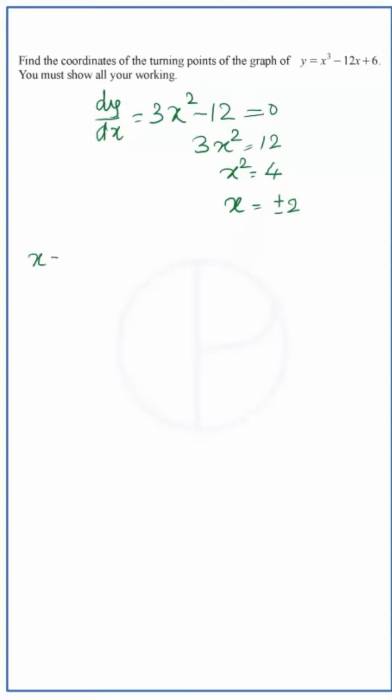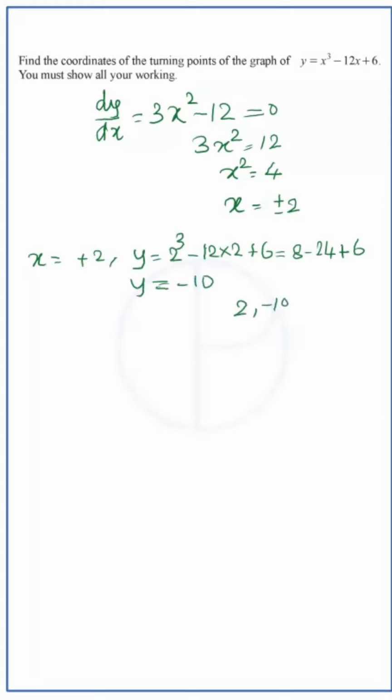So when x is equal to positive 2, y is equal to 2 cube minus 12 times 2 plus 6, which is equal to 8 minus 24 plus 6, which is equal to negative 10. So 2 comma negative 10.